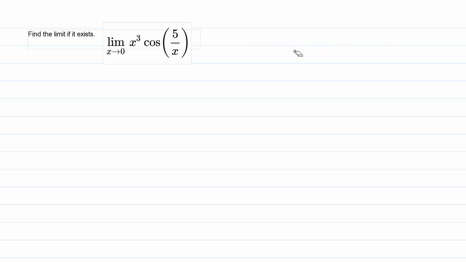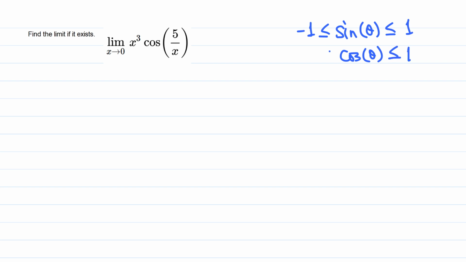Then, whenever cosine and sine are involved, the good thing about sine and cosine is that the sine of anything is always between -1 and 1. We know that for a fact. When we have the sine of any angle, that is at most 1 and at least -1. Same thing for cosine: the cosine of any angle is at most 1, at least -1.